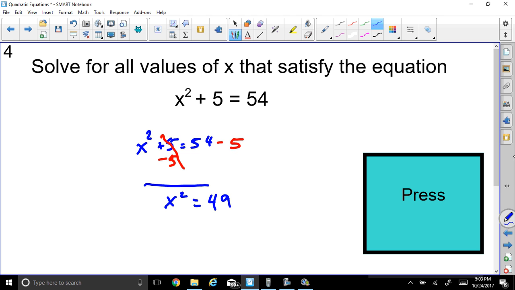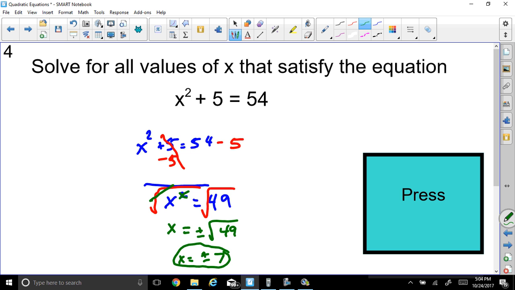So now all I have to do is take the square root of both sides, because remember, the square root is how we get rid of the exponent. So that'll be gone, leaving us with just x, and our answer will be positive or negative square root of 49. So x is going to be equal to positive or negative 7.